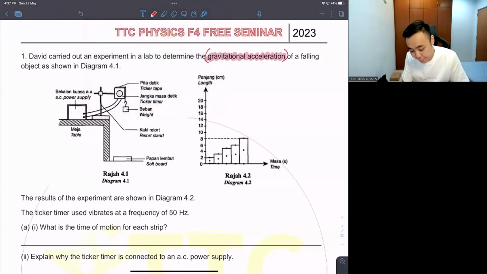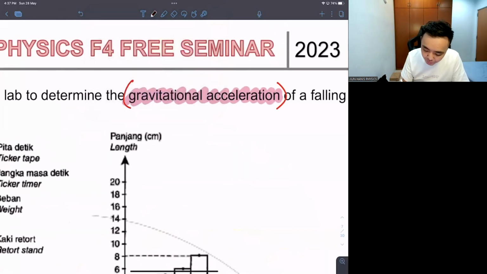First of all, do you recognize these? Have you learned this before? Do you know what gravitational acceleration is or not? First things first, what's the symbol for gravitational acceleration? G, correct. And usually, what's the value? Usually, what was the value?